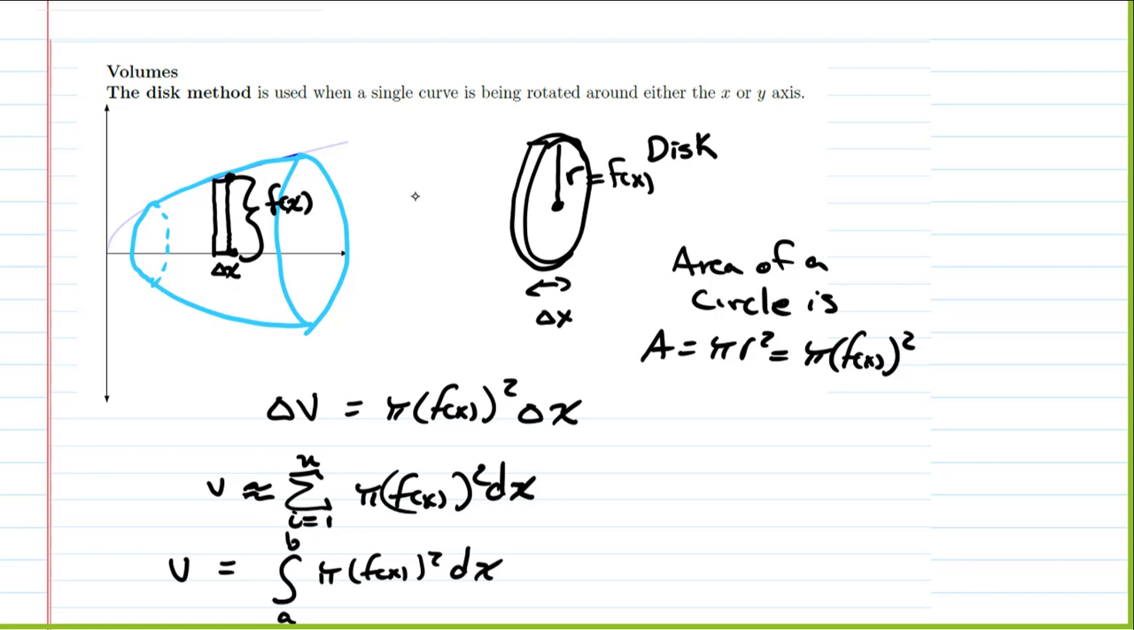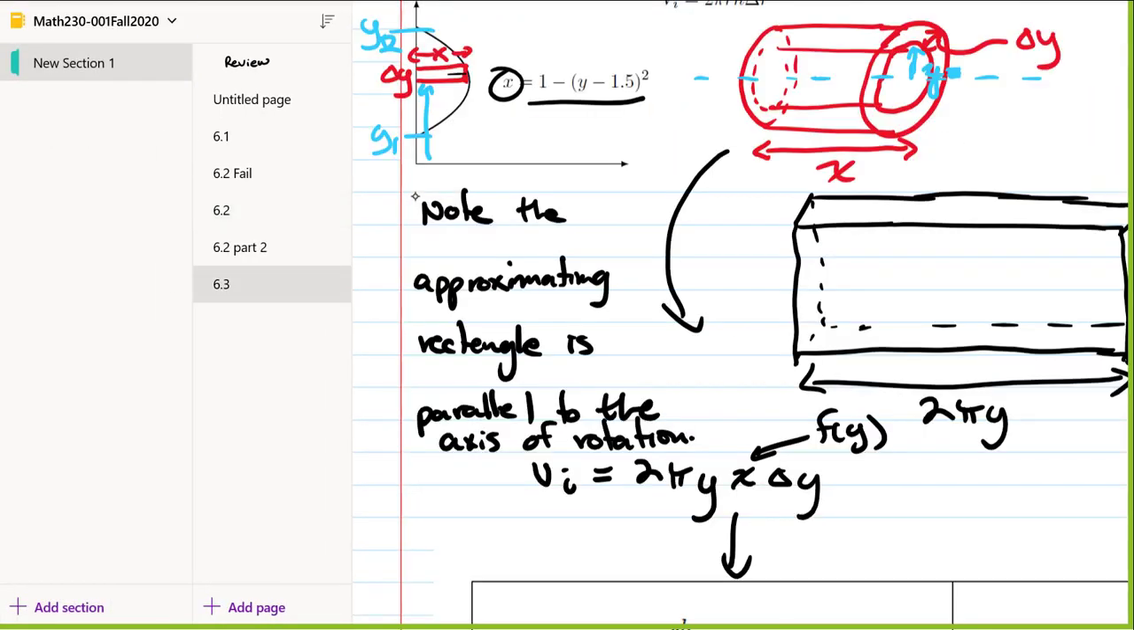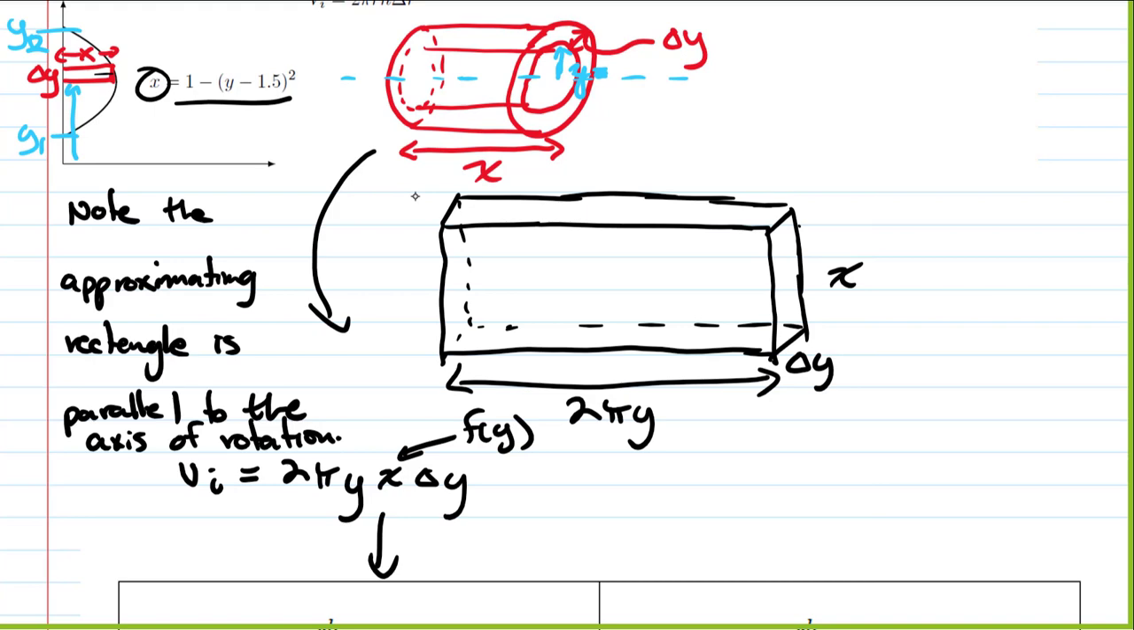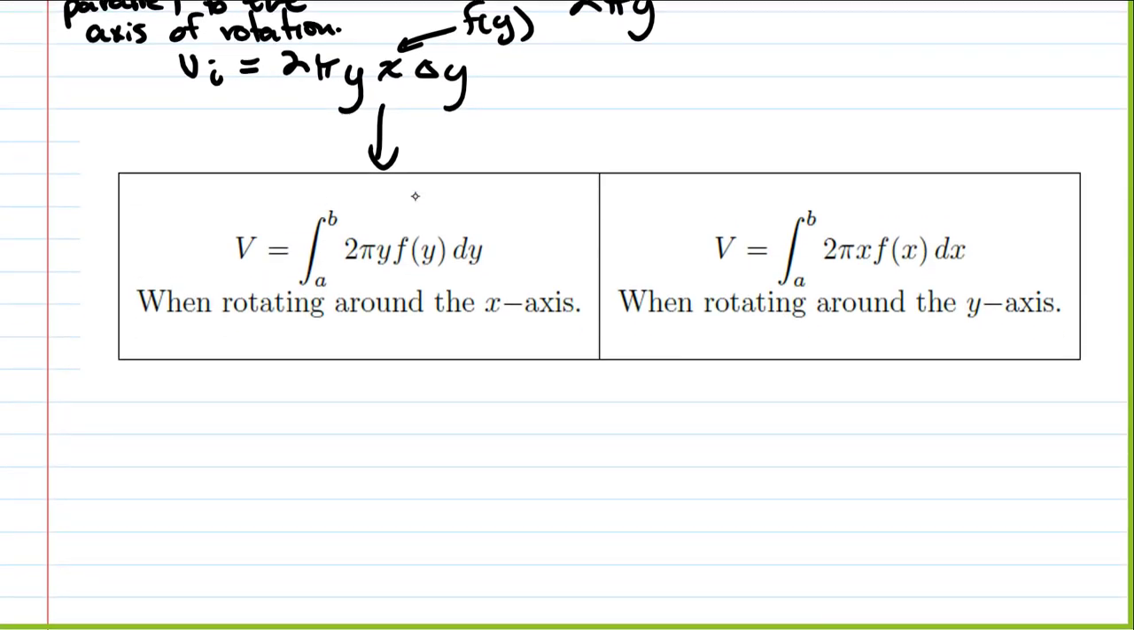So that will help us choose which method we are using. If your approximating rectangle is perpendicular to an axis, you're using discs or washers. And if it's parallel to the axis, like what we're seeing here, then you're using cylindrical shells. And that's how we're going to do the two different formulas. So that's really the key idea. Draw your approximating rectangle, and that will help us choose which method we're going to use. And you will get the same answer regardless of which method you use. Sometimes one will be much easier than the other, and we'll do some examples of that in a little bit.